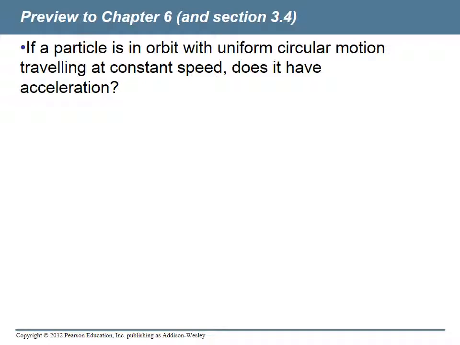But here's a quick little question to think about. If a particle is in orbit with a uniform circular motion, so it's staying in a circle, meaning that uniform means constant speed, and circular, it's in a circle. Does it have acceleration? Similar to the question we just asked about the car driving and going around a curve. It has a constant speed, but if it's going in a circle, that's definitely a curved path. So if it's traveling in a curved path, the direction is changing, so it must be accelerating.